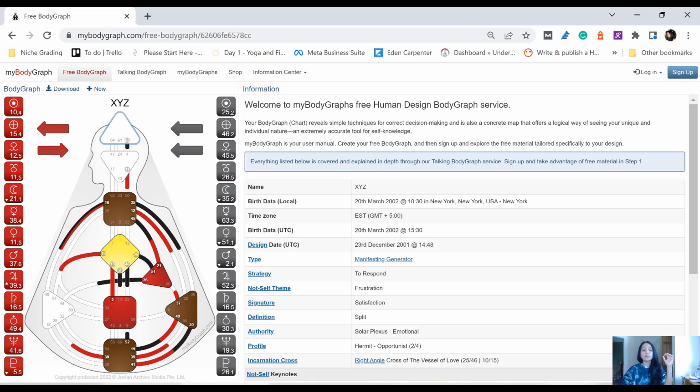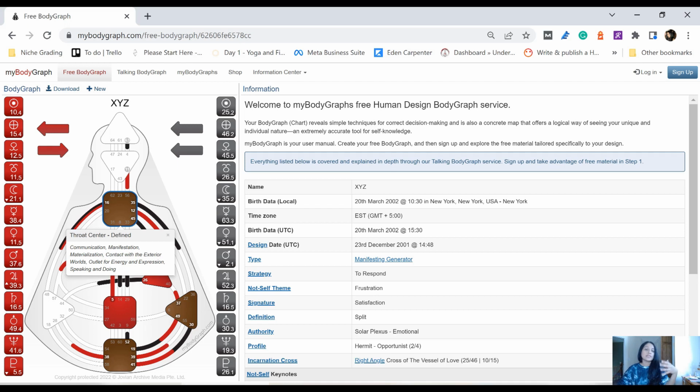Okay, so let's talk about the basics of a human design body graph. For one, all these shapes over here are known as centers. So there's different energy centers throughout your body graph. The centers that are colored in are known as defined centers, which means that you have a reliable way in how you express these energies or how you express these centers.